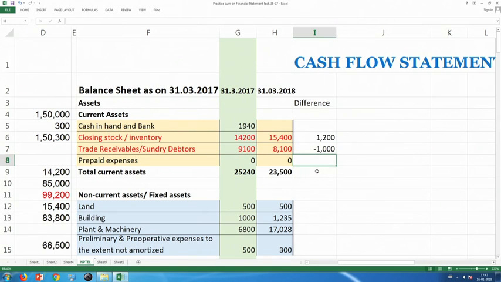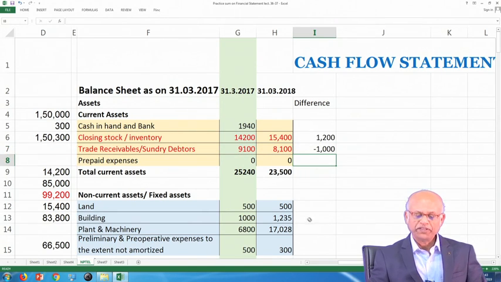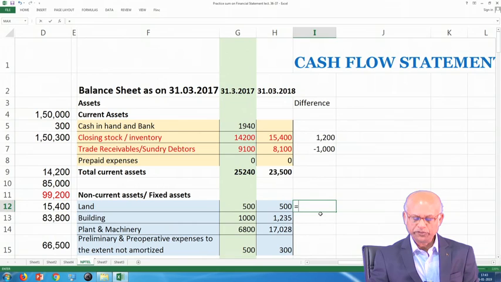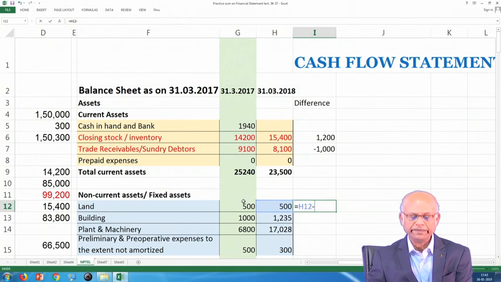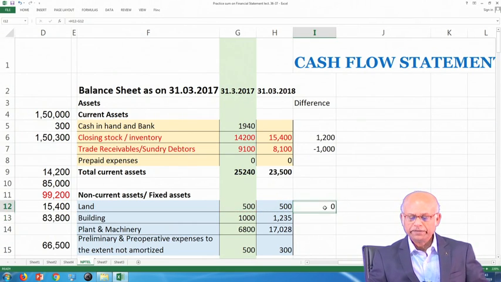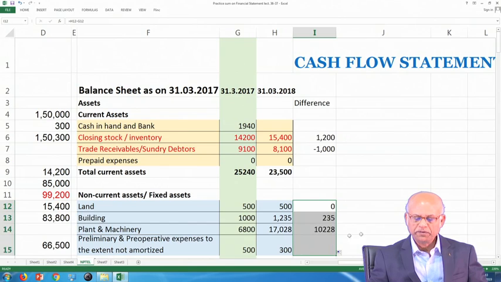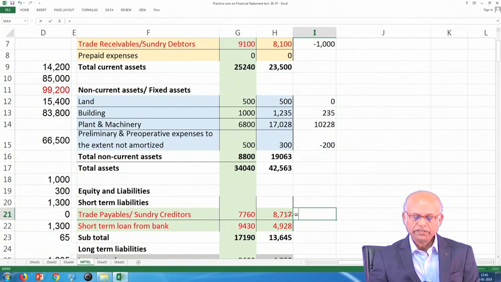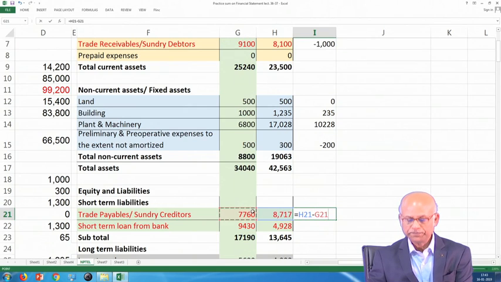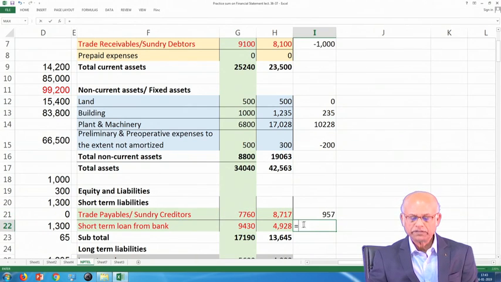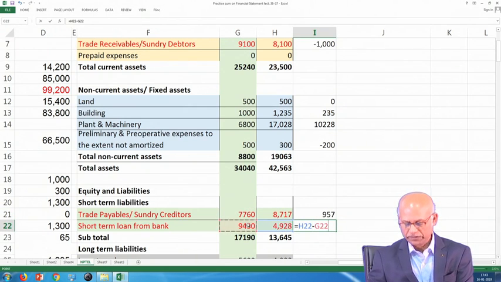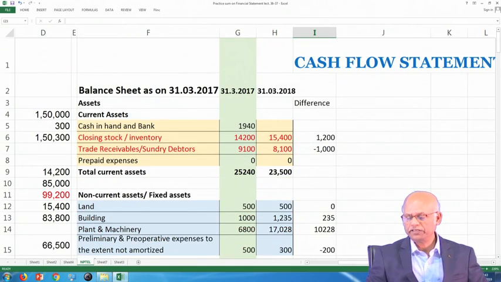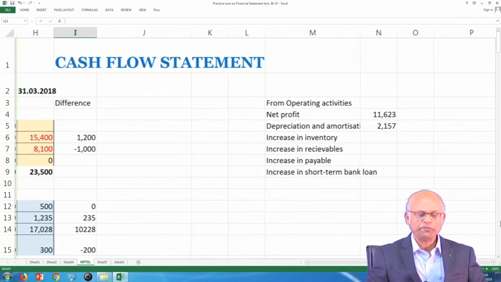We do not have to make a subtotal, but for every amount we have to make clear whether we are increasing or decreasing. Land also, you can always mark whether there is an increase or decrease, then make the formula. So, here it is this minus this is equal to this minus this. So, we have all the changes here. This will be easy for us to make.